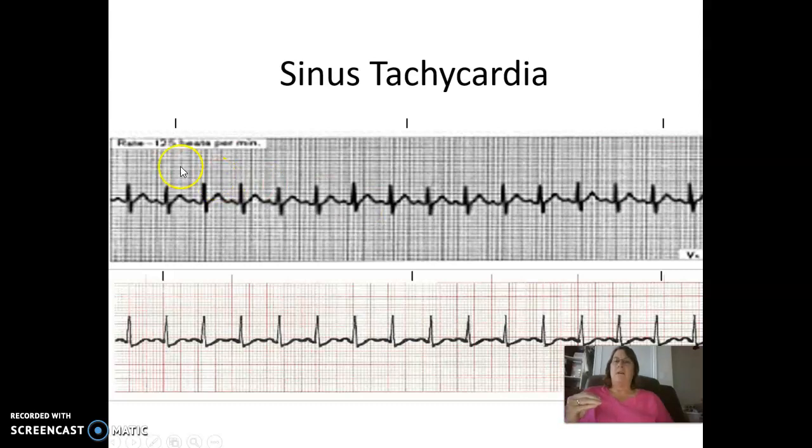Now, up on the monitor, it says 125. That's okay, because it's going to count every beat in 1 full minute. So it's going to get 126, 125.